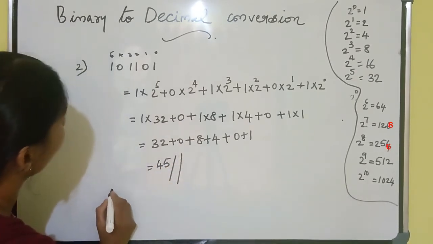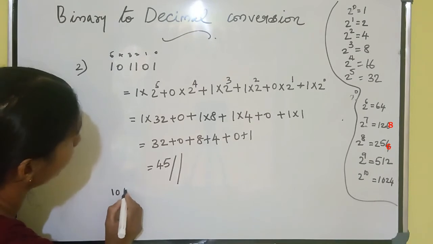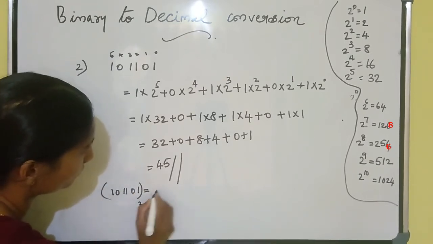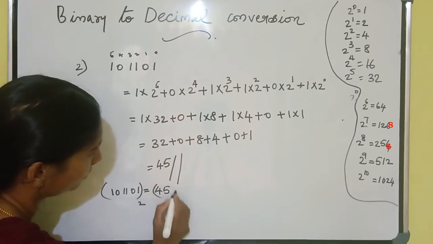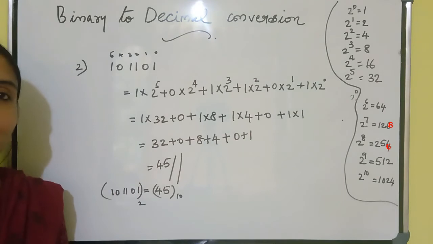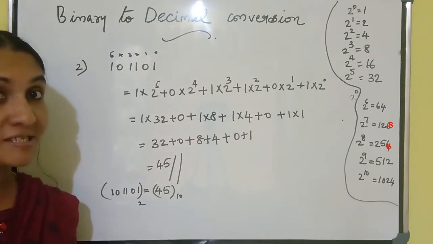Okay, that means what's our number? 101101. The equivalent number is equal to 45. Okay, have you all understood? This is very simple. You can easily do this type of problems.